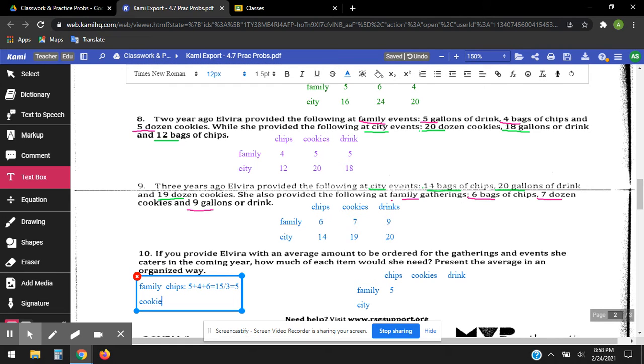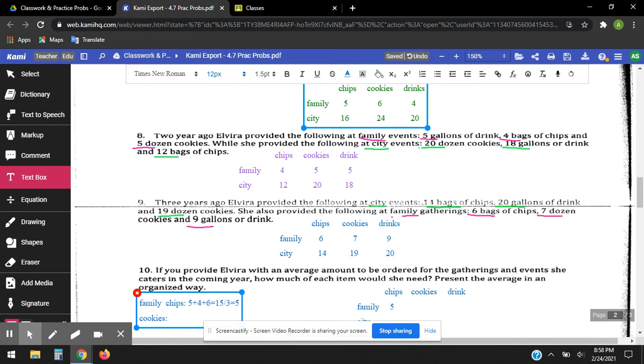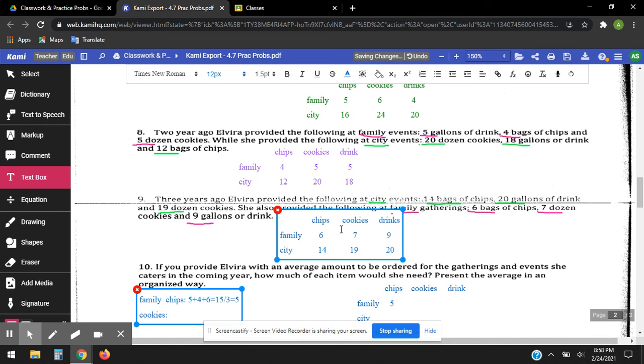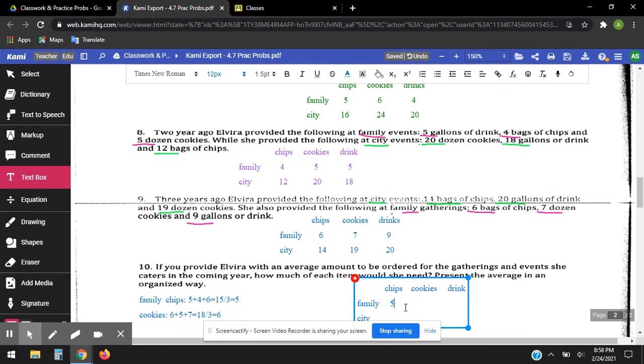So when I do cookies, I need to use 6 plus 5 plus 7, which equals, 11 plus 7 is 18. Divide by 3 for my average, that one's 6. So the cookies needs to be 6. And let's do drinks.